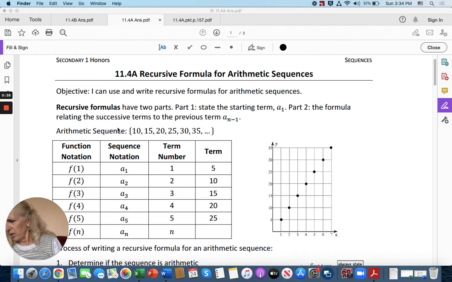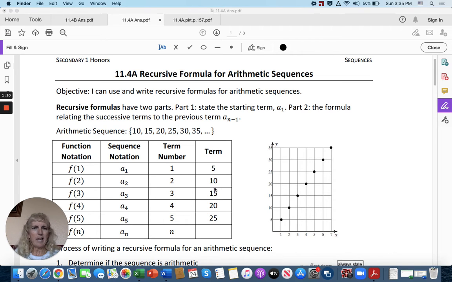Honors students, you are on page 157, and for non-honors students, you are going to be on page 145, okay? So 145 for non-honors or regular students, and 157 for honors. So you have this arithmetic sequence.